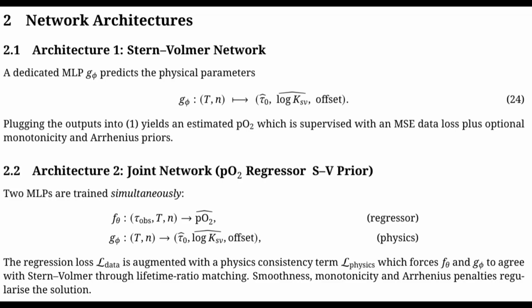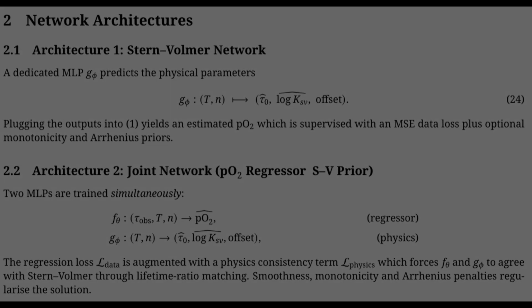In Architecture 2, I had a joint training approach. I trained both the physical model and a separate MLP PO2 regressor at the same time, but the gradients interfere at the beginning of the training, and it's hard to ensure that both models stay consistent with each other.